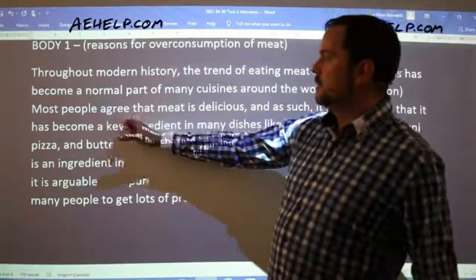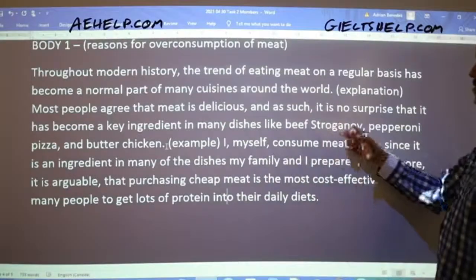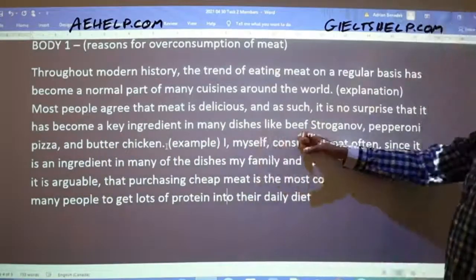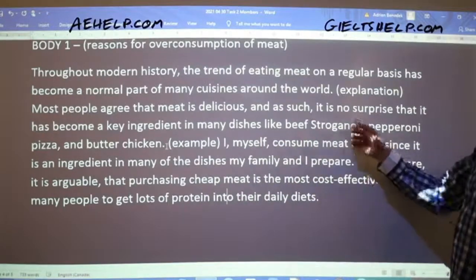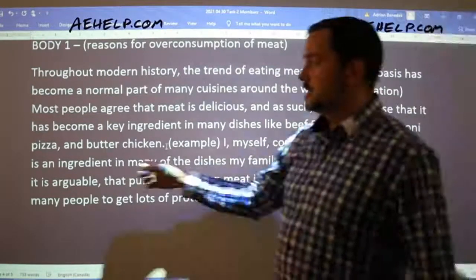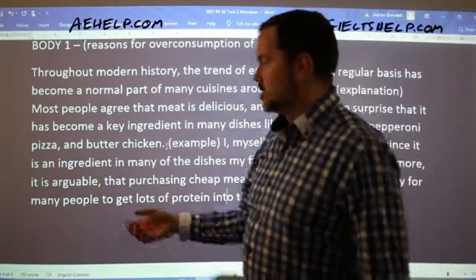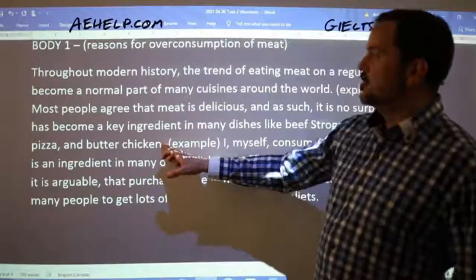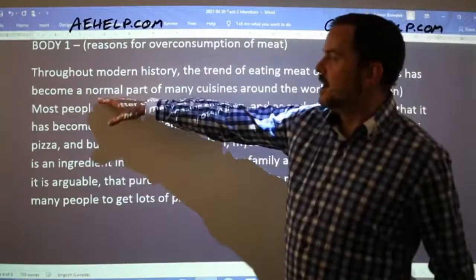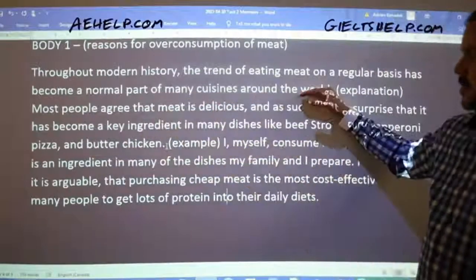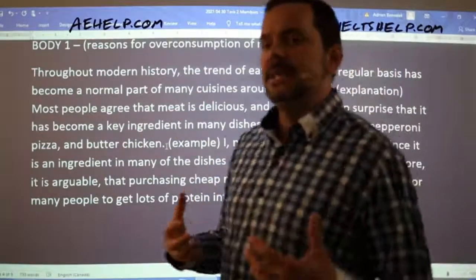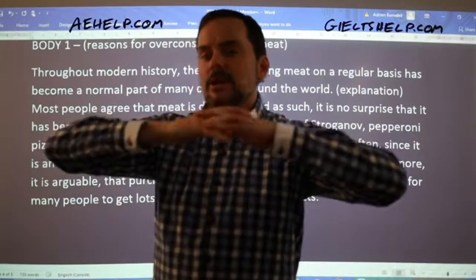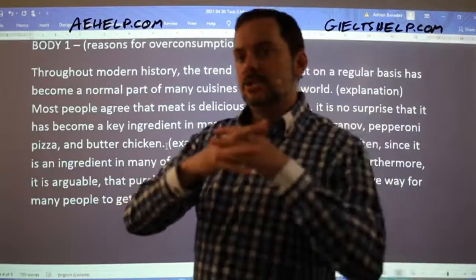I'll show you why in just a second. So most people agree that meat is delicious, and as such, it is no surprise that it has become a key ingredient in many dishes, like beef stroganoff, which is a Russian dish, pepperoni pizza, which is an Italian dish, and butter chicken, which is a dish in India. So this explanation is supporting that it's become a normal part of many cuisines around the world. Does everybody see how the content is creating a strong link among the information? Is that clear so far, everyone?